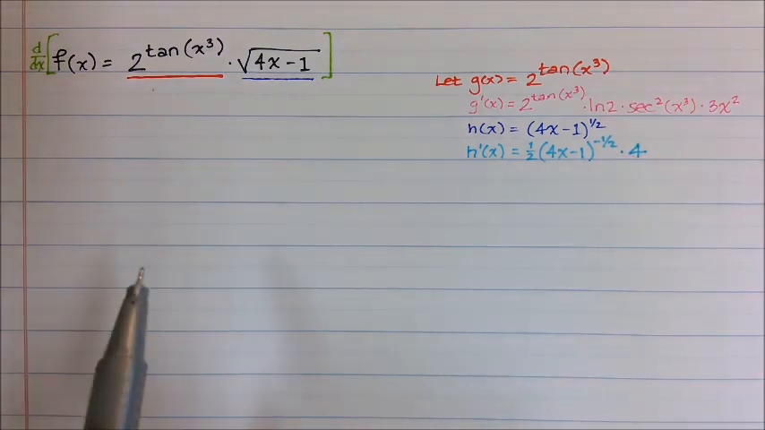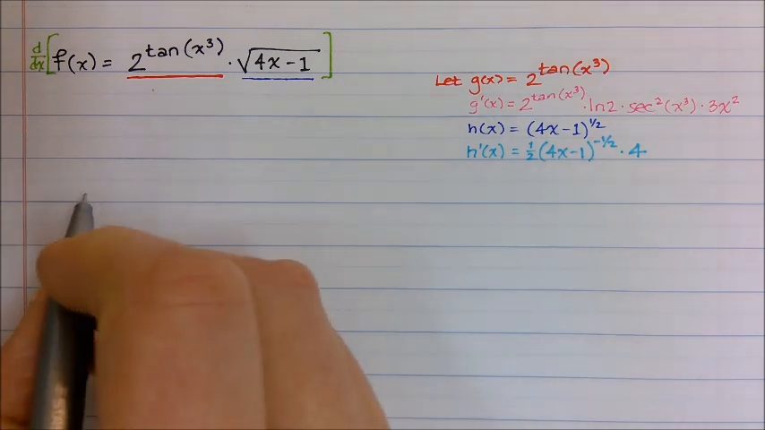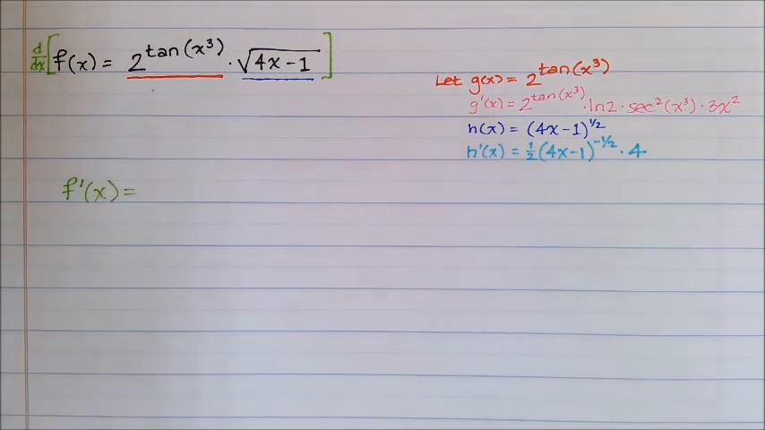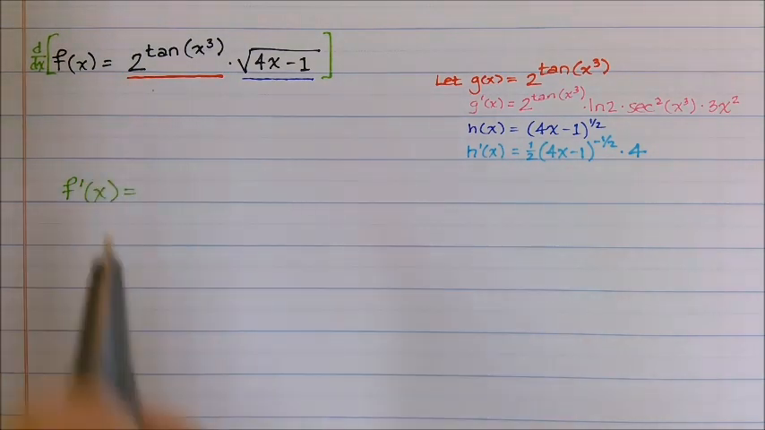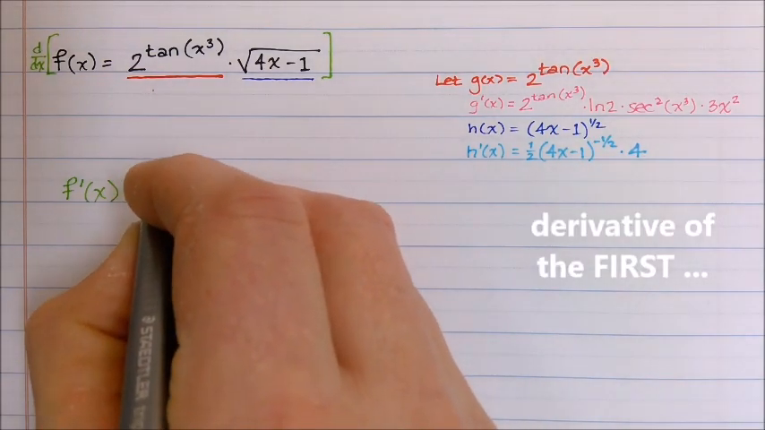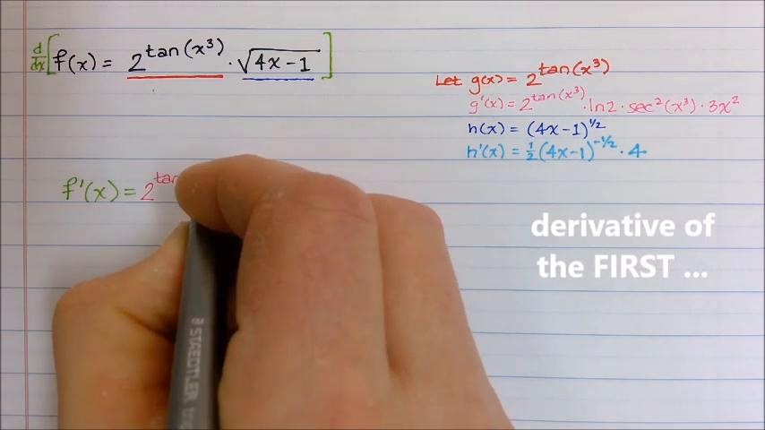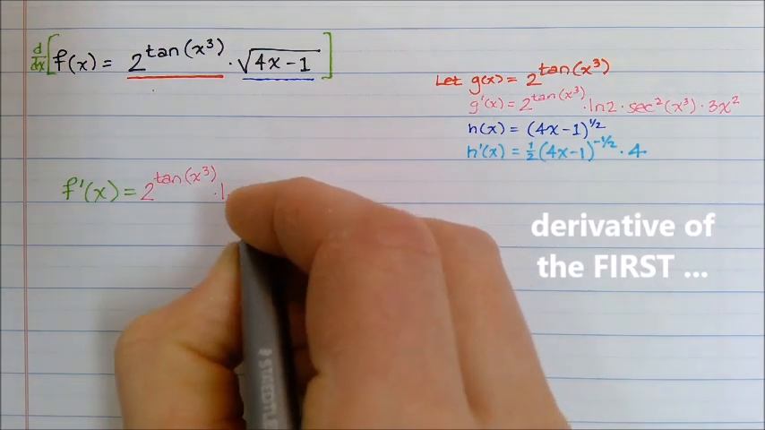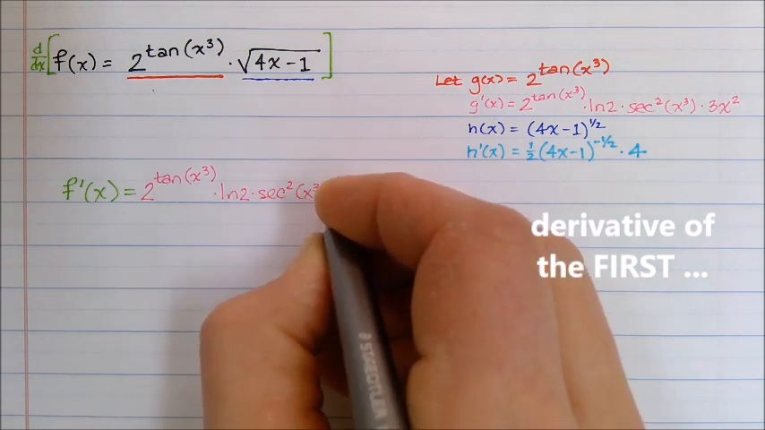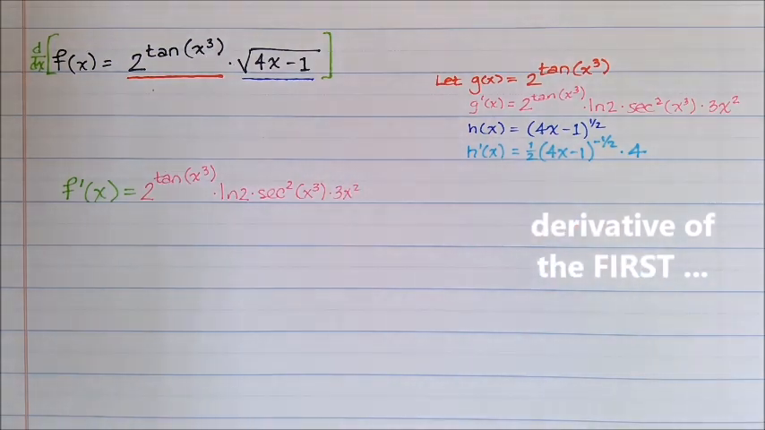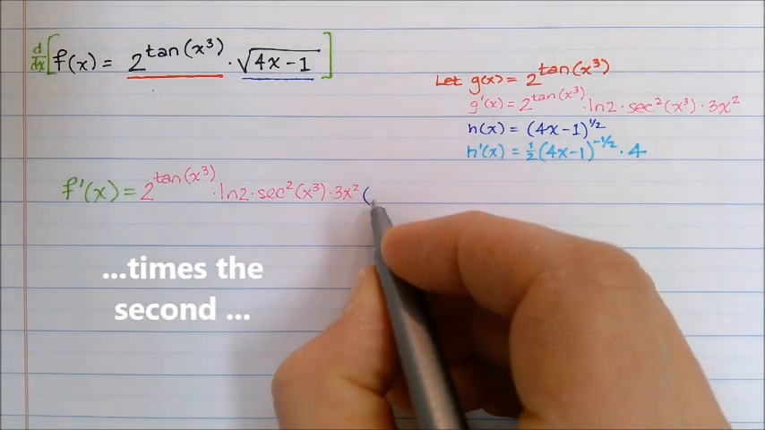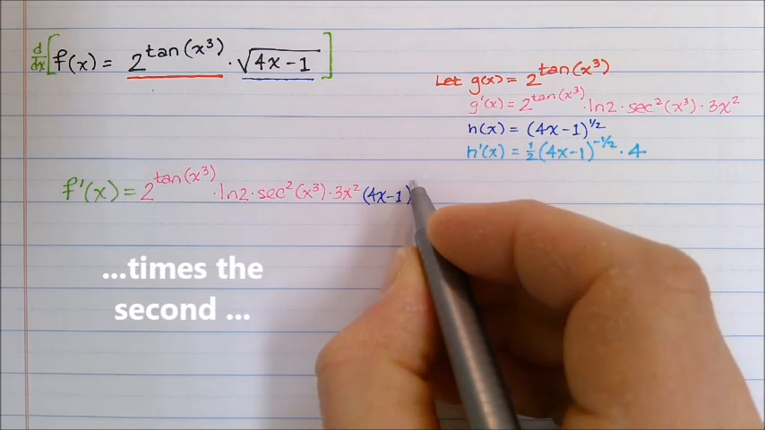So when I'm actually writing out the derivative of f, I'm going to start out with f prime of x. And that's equal to the derivative of the first factor. And remember, I wrote that in pink. The derivative of the first factor, 2 to the tangent of x cubed times ln2 times secant squared of x cubed times 3x squared. That's the derivative of the first times the second. So I'm going to multiply that by 4x minus 1 to the 1/2.